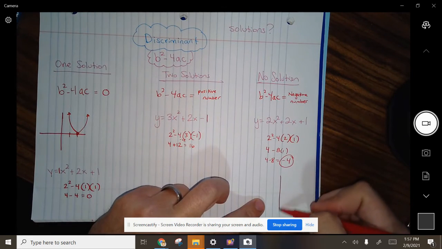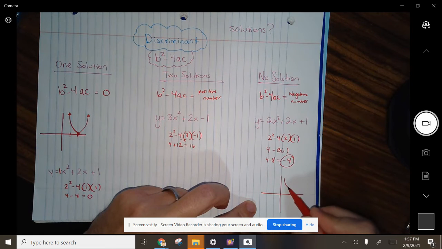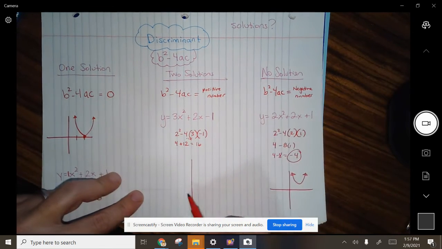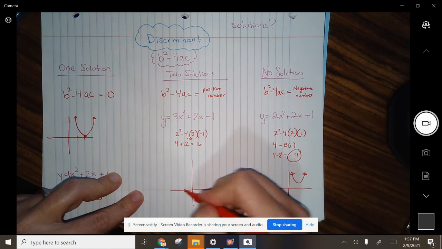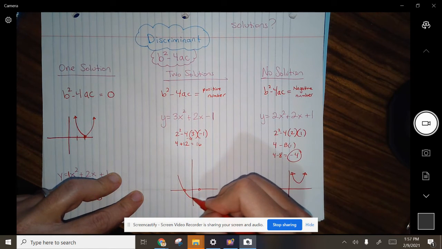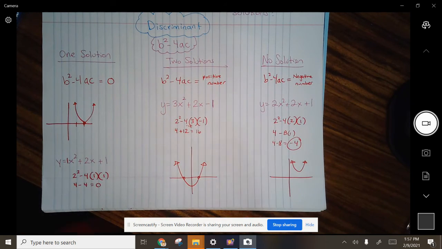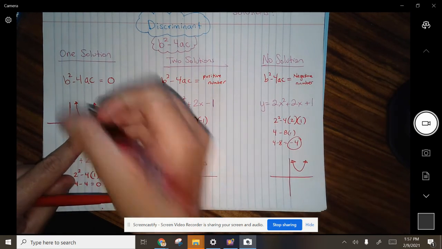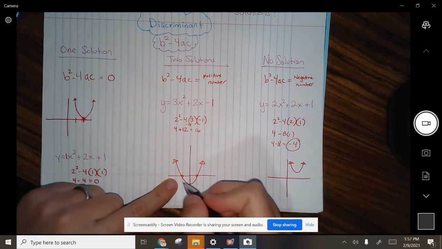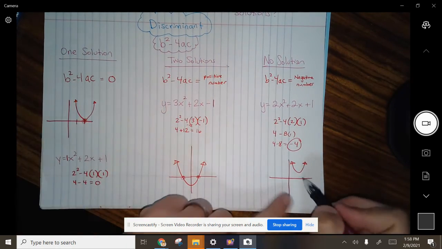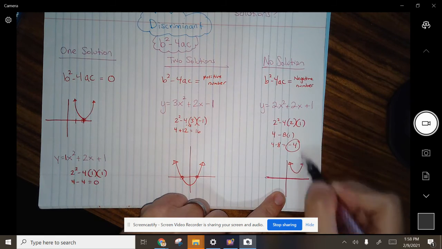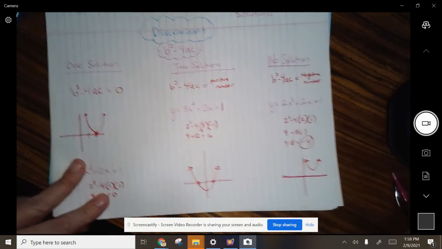And what does no solution look like? It's probably up here somewhere. All right, what does two solutions look like? And the solutions means how many times it touches the x-axis. This one touches it once, one solution. Twice, two solutions. It never touches the x-axis. That's why it's no solution.